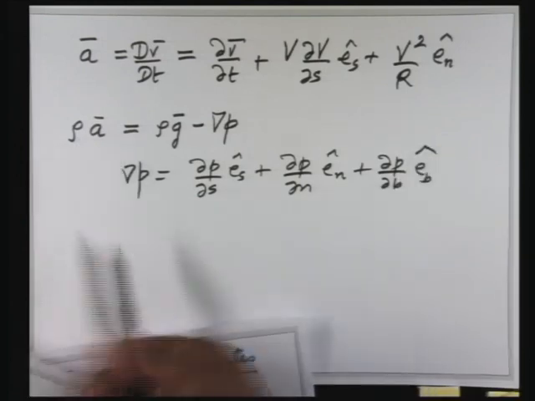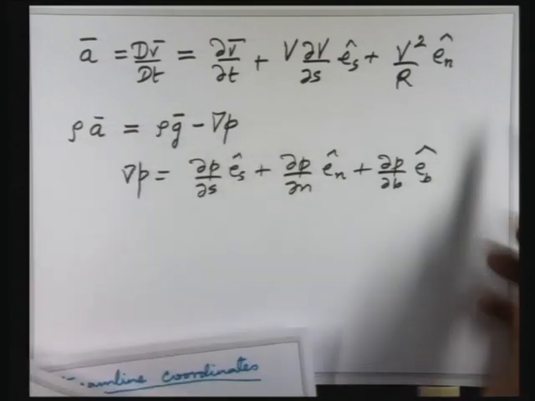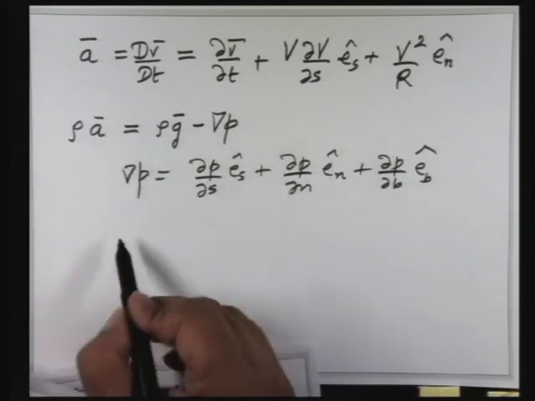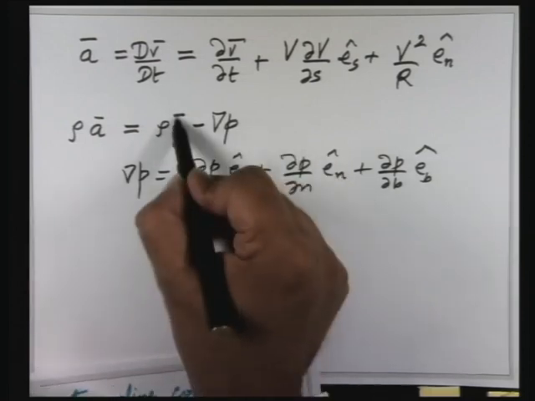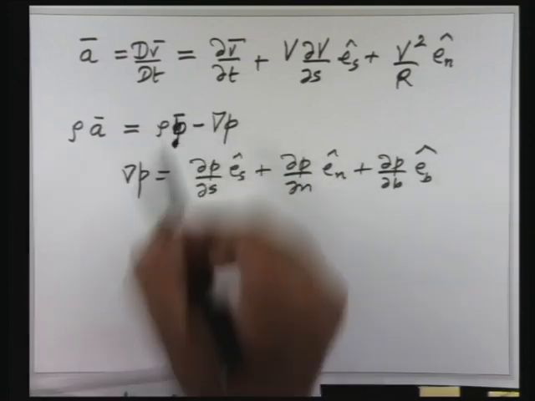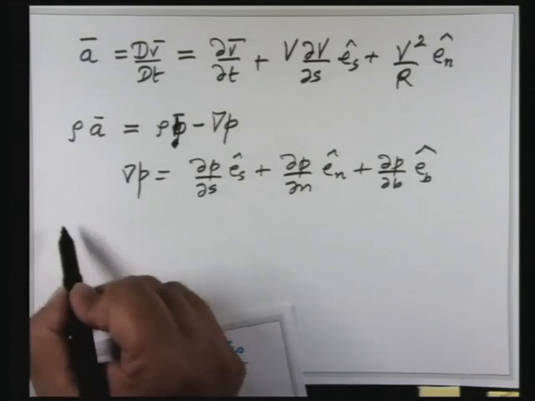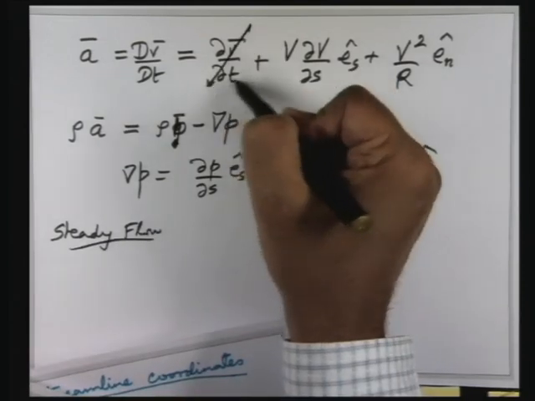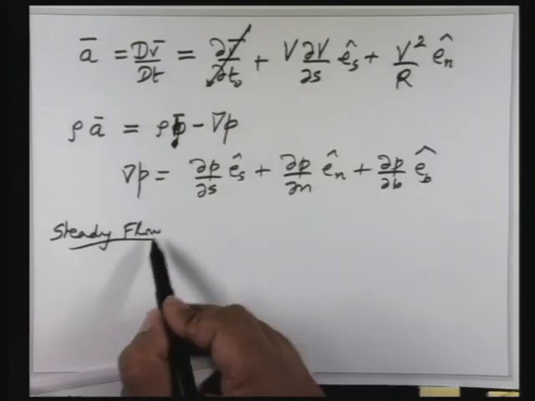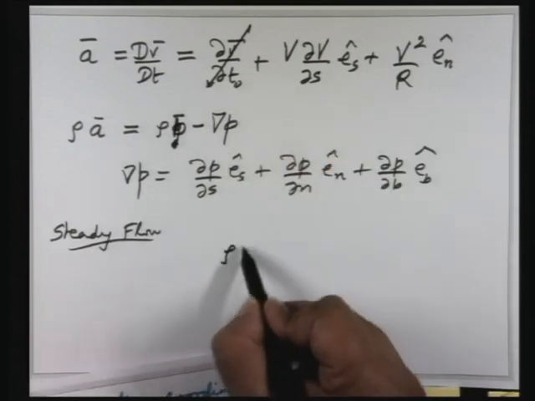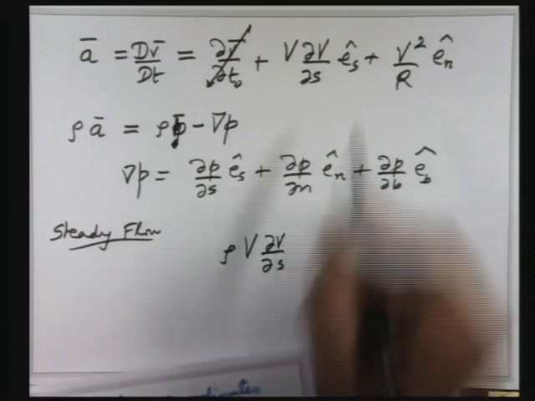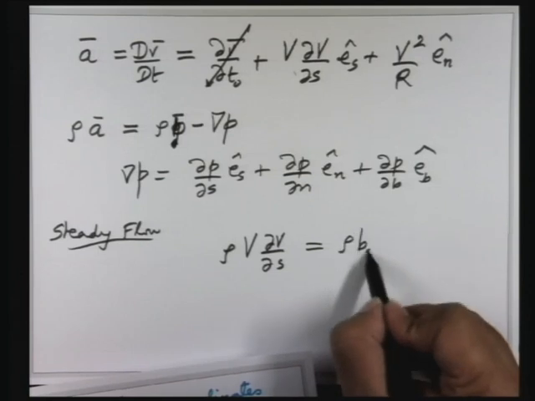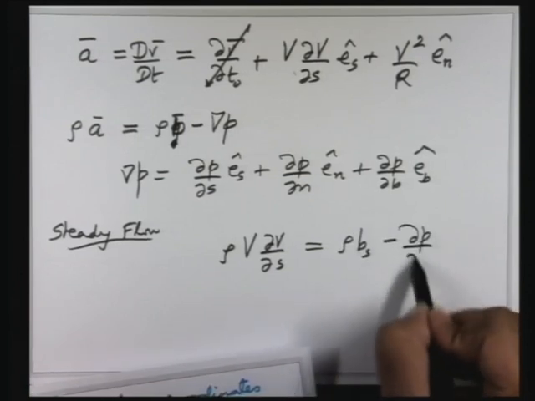You can look at the S component, the N component and the B component of this Euler's equation. If you want you can call this rho B also, to be consistent with the notation which Professor Chakravarti was using. And we are dealing with steady flow, so this term is 0, let us say. If you look at the streamwise momentum equation, you are going to have rho into V del V del S, that is the term coming from the left hand side here, equal to rho Vs minus del P del S.